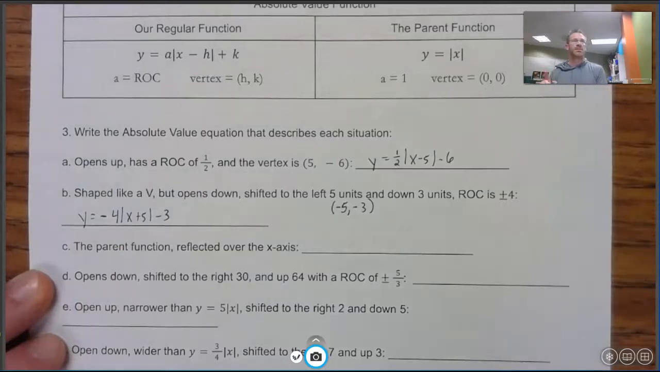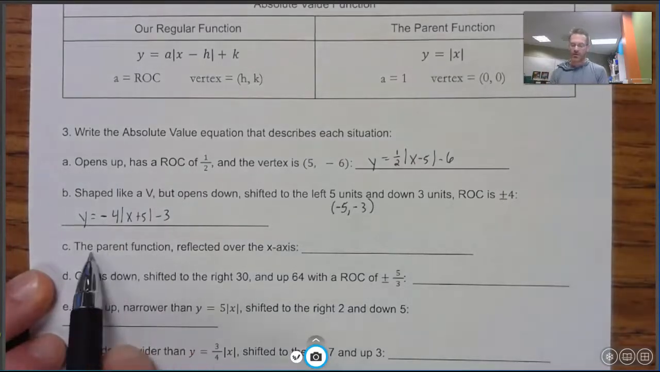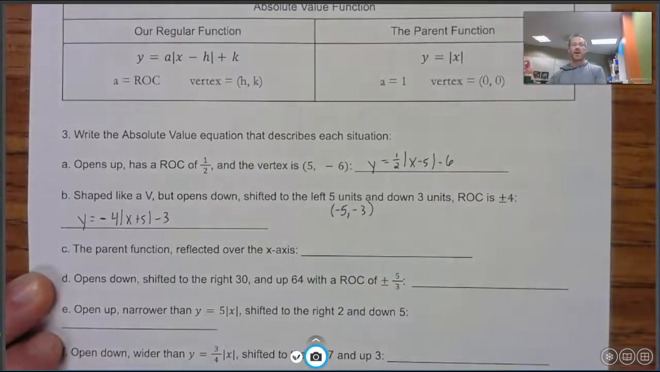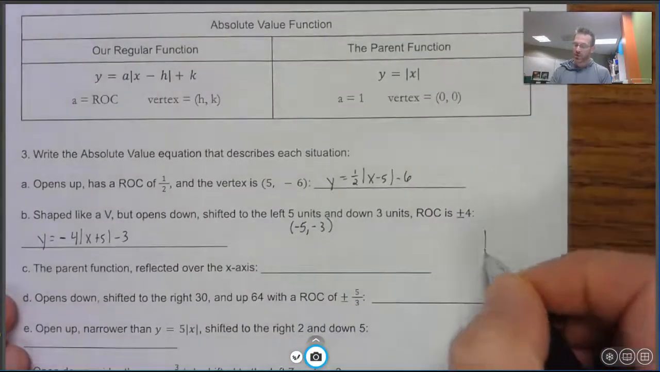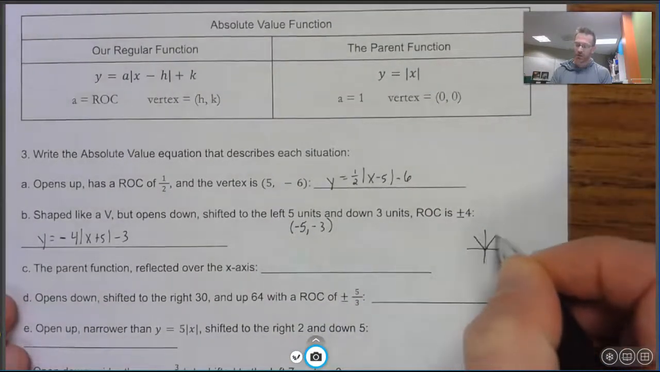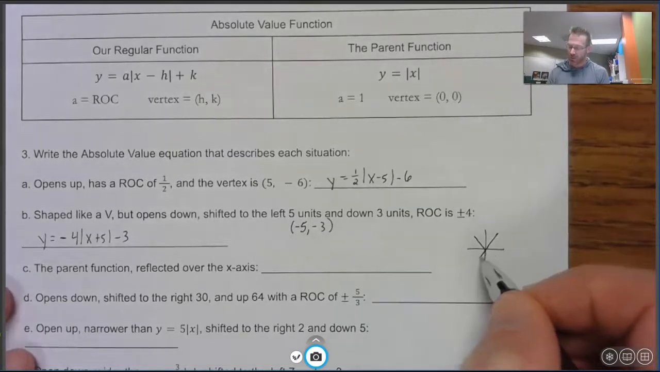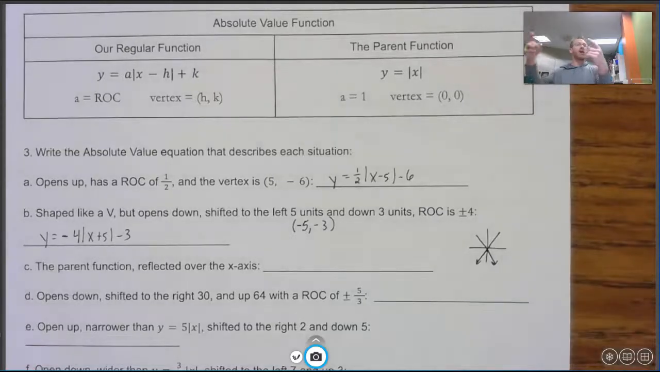Now let's see if you guys can do this one. The parent function, right? So now we're talking about this guy, and we want it to reflect over the x-axis. Well, the parent function normally looks like this. If we want to reflect it over the x-axis, we want it to look like this. So instead of opening up, we want it to open down.